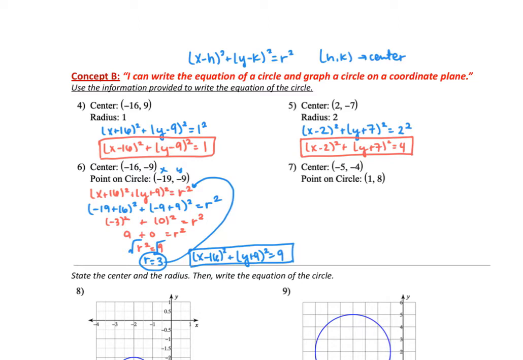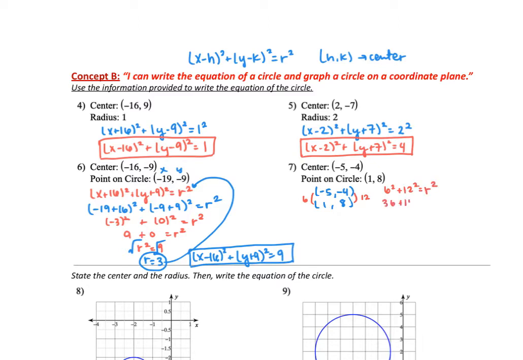All right, now let's look at number 7. So I'm going to show this one using stack and count. Using stack and count to find the radius, we're just going to stack our points, and we're going to count the distance between the x values. So between negative 5 and 1 is 6. Between negative 4 and 8 is 12. And then we're going to use Pythagorean theorem. So 6 squared plus 12 squared equals r squared.